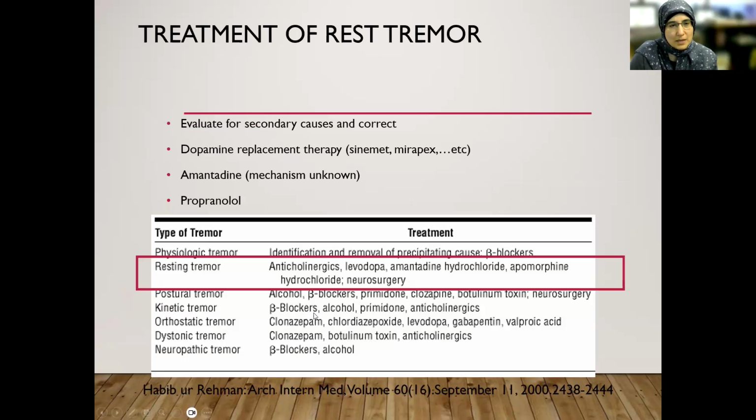The most common medication used is carbidopa-levodopa. I'm not going to go into more detail about this particular tremor because the topic is about tremor in general and not Parkinson's disease. But just to give an idea, even if tremor is the predominant symptom in Parkinson's disease, the treatment options are from the same bucket which is used for Parkinson's.